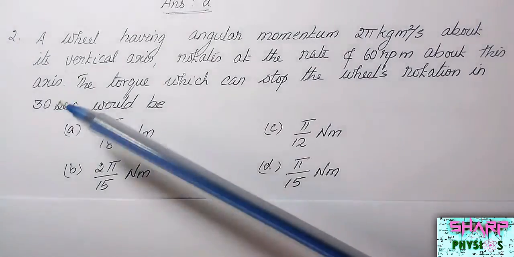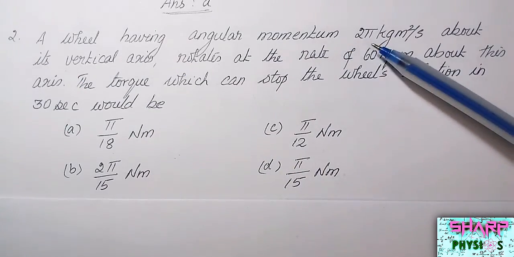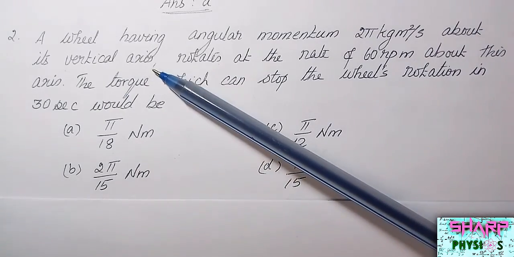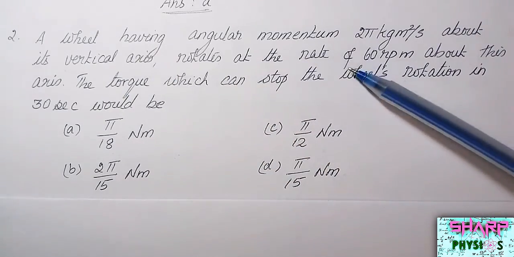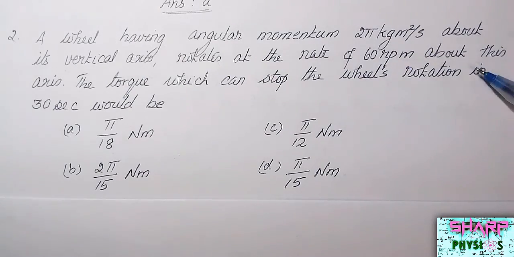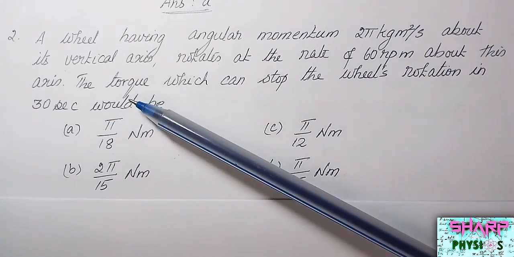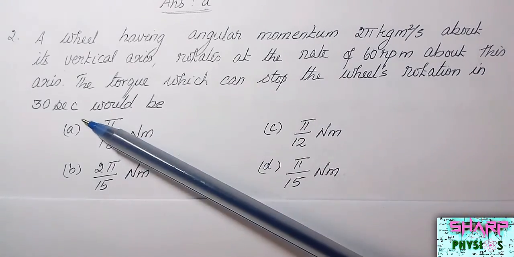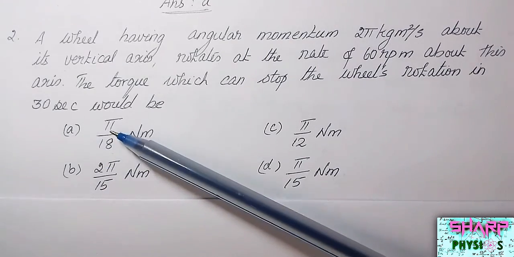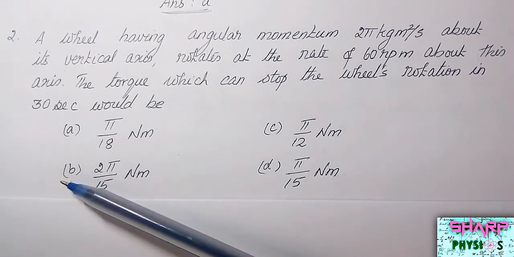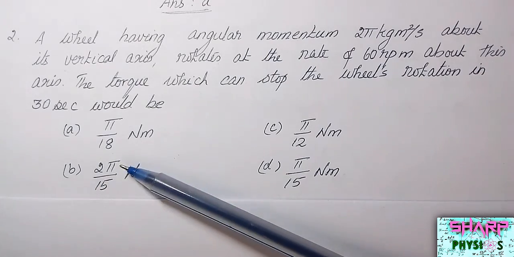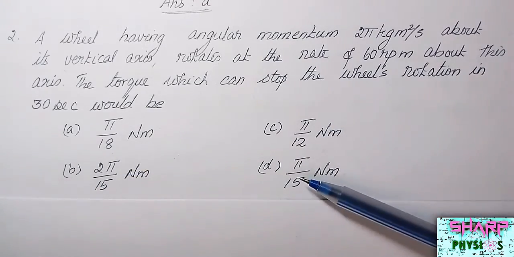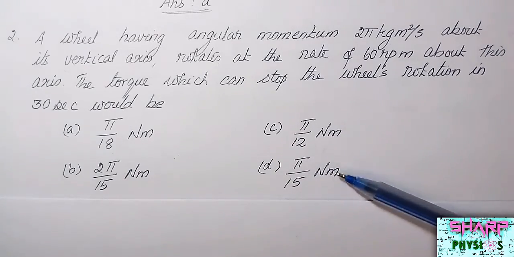The second problem: a wheel having angular momentum 2 pi kilogram meter squared per second about its vertical axis rotates at a rate of 60 rpm about this axis. The torque which can stop the wheel's rotation in 30 seconds could be: option A is pi by 18 Newton meter, B 2 pi by 15 Newton meter, C pi by 12 Newton meter, D pi by 15 Newton meter.